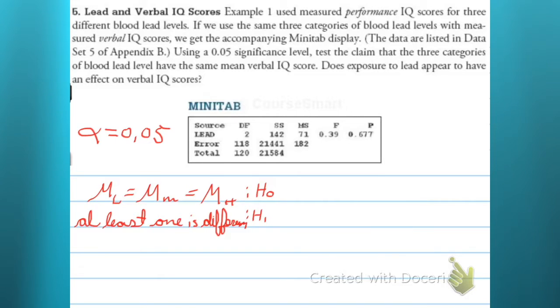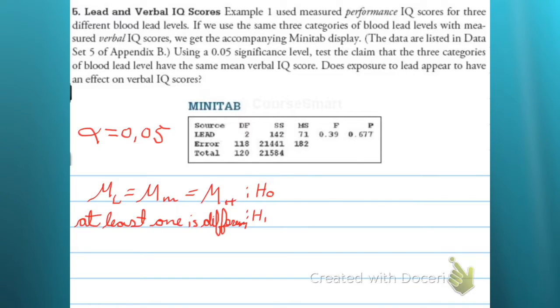Is that a colon or a semicolon? Colon. So, we have our null and alternative. What now? Does the exposure to lead appear to have an effect on the verbal IQ scores?